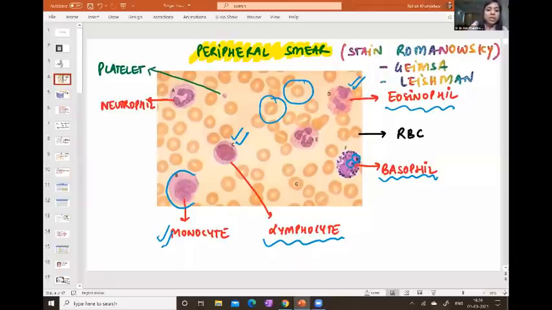Lastly, we have this cell, which is a neutrophil. Neutrophil has approximately 2 to 5 lobes, right? How do we identify a neutrophil? 2 to 5 lobes, and there are granules in the cytoplasm, right?